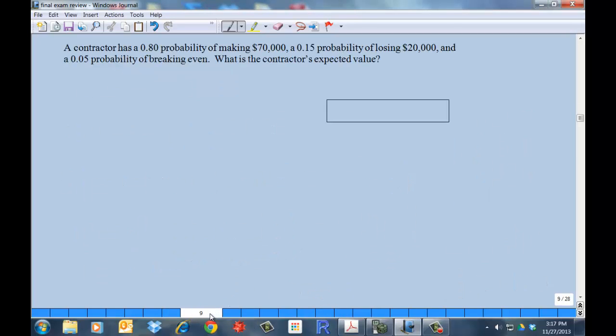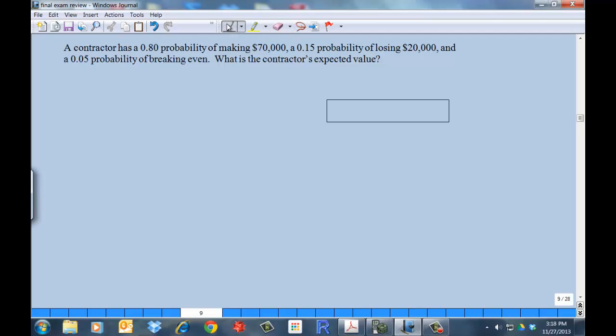Okay, next question, number 9, says a contractor has an 80% probability of making $70,000, 15% probability of losing $20,000, and a 0.05 probability of breaking even. What is the contractor's expected value?